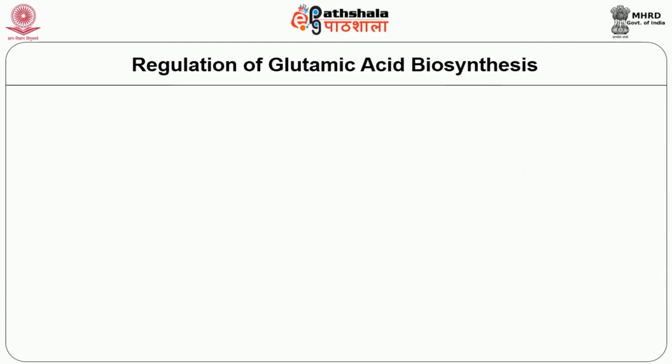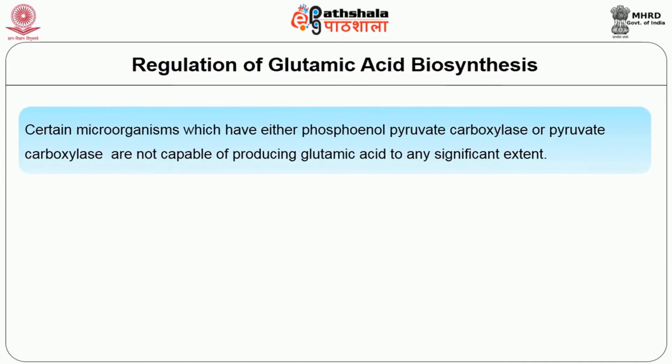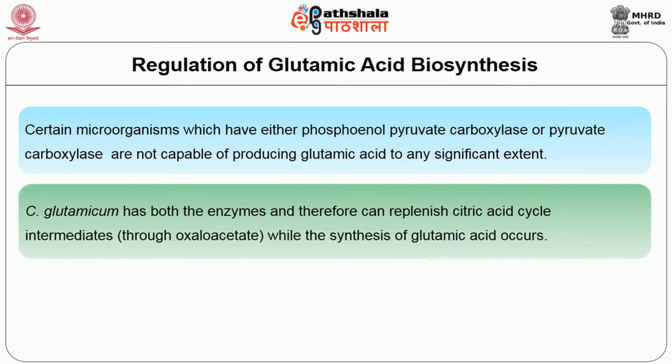Certain microorganisms which have either phosphoenol pyruvate carboxylase or pyruvate carboxylase are not capable of producing glutamic acid to any significant extent. Corynebacterium glutamicum has both the enzymes and therefore can replenish citric acid cycle intermediates through oxaloacetate while the synthesis of glutamic acid occurs.